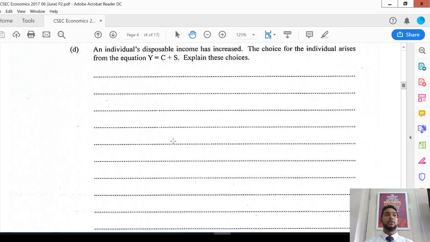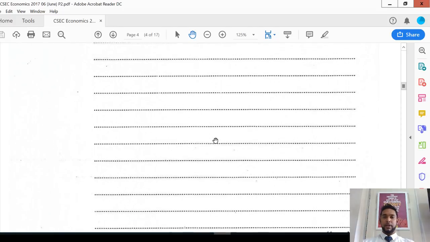When you spend on something, you consume. That's what the C stands for. So income, the amount of money you earn, is either spent via consumption or not spent. And if it is not spent, it is assumed to be saved. So it's for 4 marks.